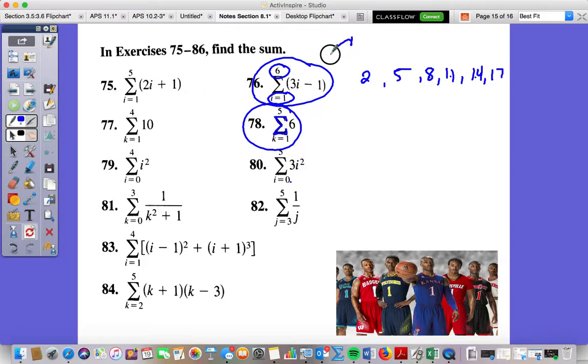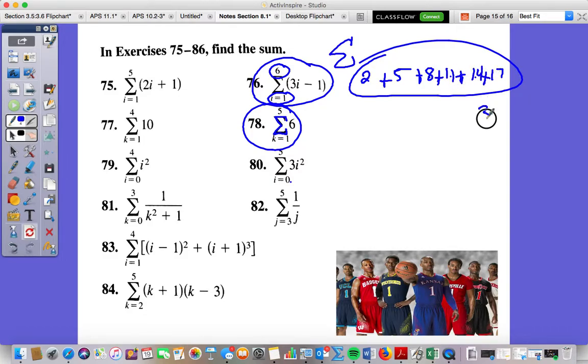But the summation symbol means that we sum up all of the numbers in my sequence. So I add them all up to get 31, 19. I'm just simplifying. This would be 26 plus 31 is 57. So the summation would be 57 there.